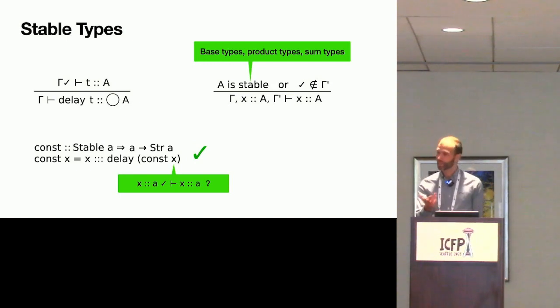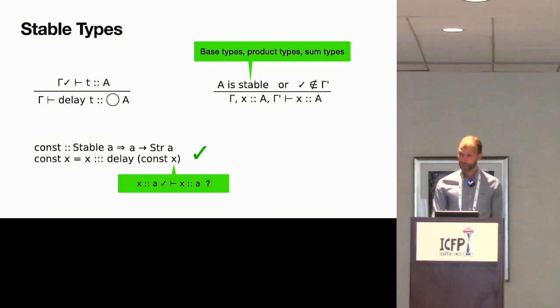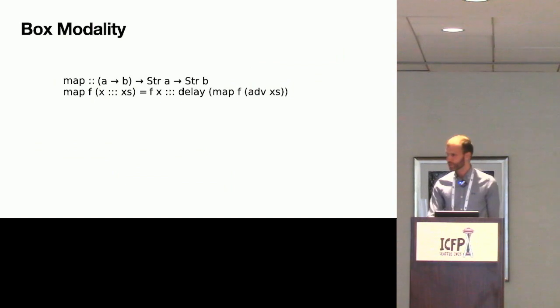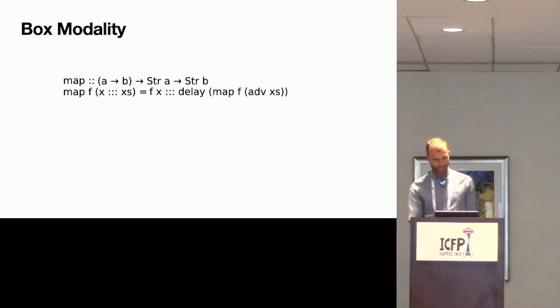A better be a stable type, right? And this now type checks, right? So we can give this const function this type with the constraint that A is stable. So this works now. Okay, so stable types will ensure that our programs won't leak memory. But it's also rather restrictive because it rules out some programs that we rather wanted to write, for example, map.